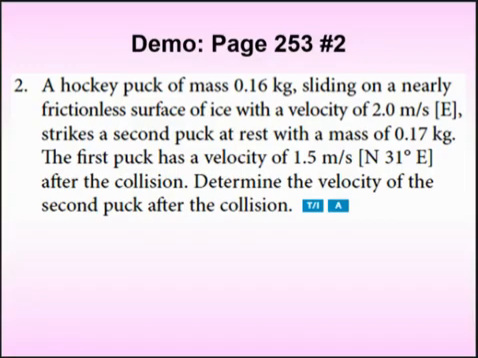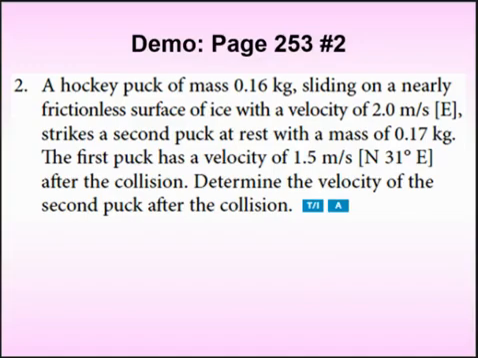So it strikes the second puck, which is at rest, which has a mass of 0.17. So it's slightly heavier. It's only 10 grams heavier, 160 grams, 170 grams. After the collision immediately, the first puck, the one that was already in motion, deflects and has a velocity of 1.5 meters per second, which makes perfect sense. How much speed did it go in with? 2. How much speed did it leave the system with?